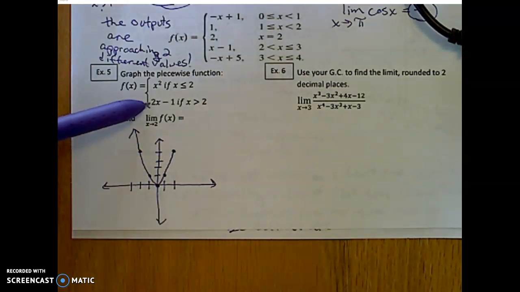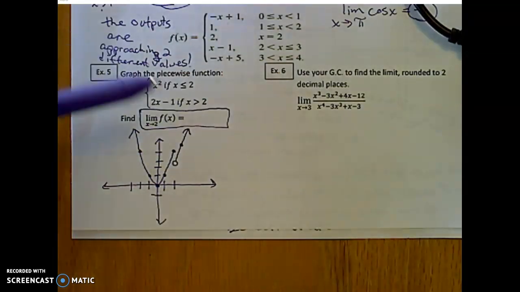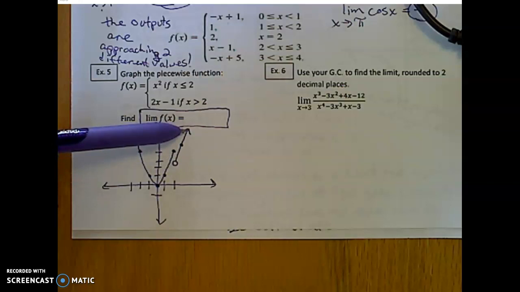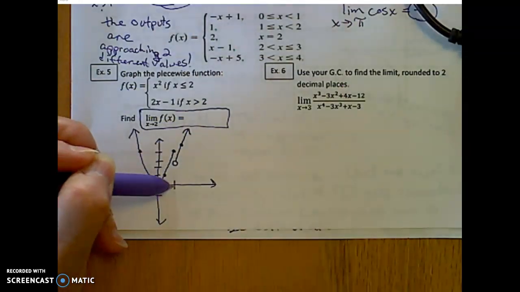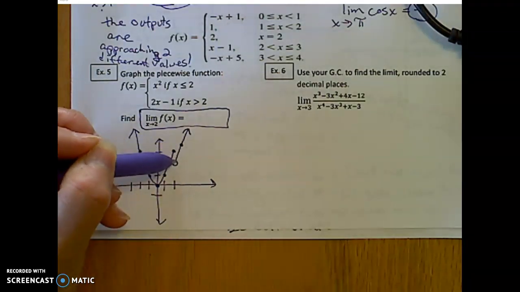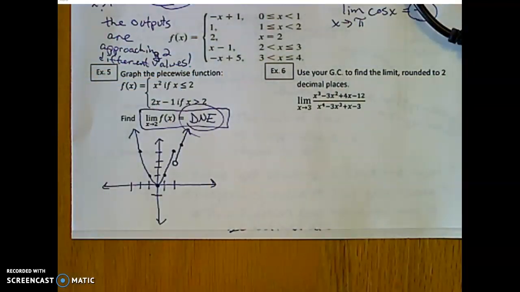And now graph that linear function to the right of 2, starting at 2 and going to the right. My linear function looks like this, open circle at that point with a slope of a positive 2. Notice as my x values approach 2 from the left and the right, my function values are approaching 2 different things. Unfortunately, after all that work, that limit does not exist.